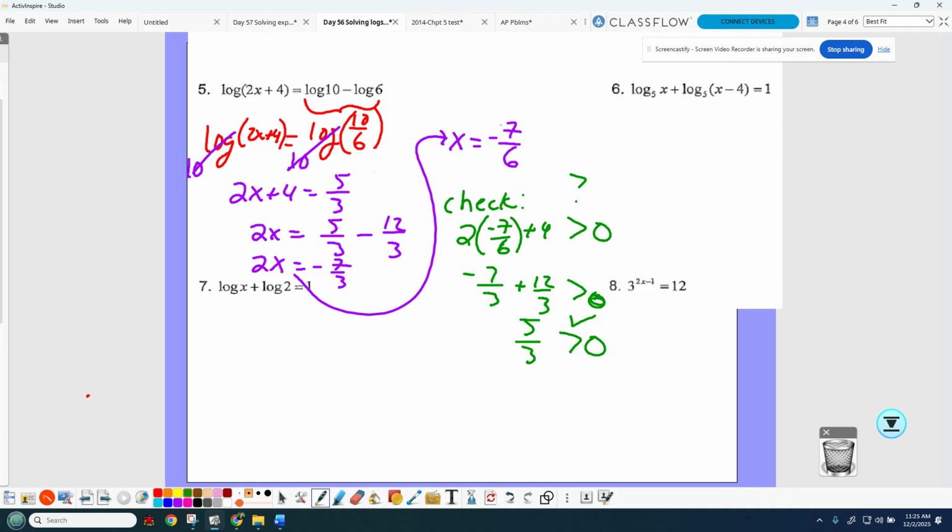But when I plug it in, these 6 and 10 were just numbers, they're fine. So what I checked over here, when I do 2 times -7/6 and then add 4, was it bigger than 0? It was. So that answer works, so this is good. Any questions? Okay with that? Thank you. Right, before the bells ring.